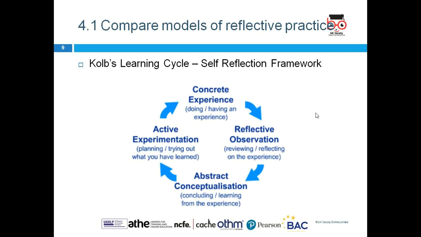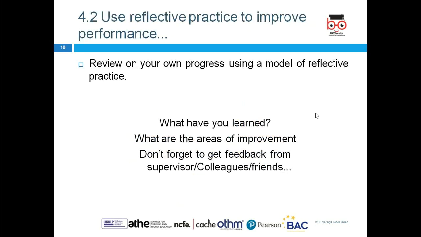So those are the 3 models of reflective practice that we were looking at: Jasper, Kolb, and Gibbs. Now we'll make our way on to 4.2, which is to use reflective practice to improve performance. So you've just got to review your own progress over here. So you're going to choose a model of reflection and you're going to carry out a review of your own practice. So some questions that might be an idea to look at are: what have you learned?